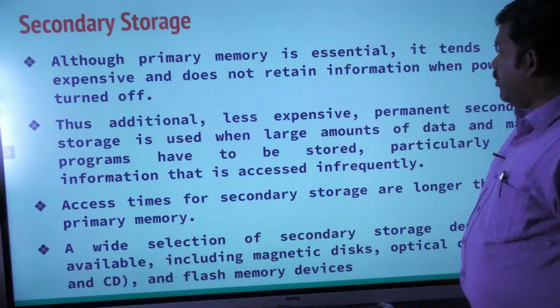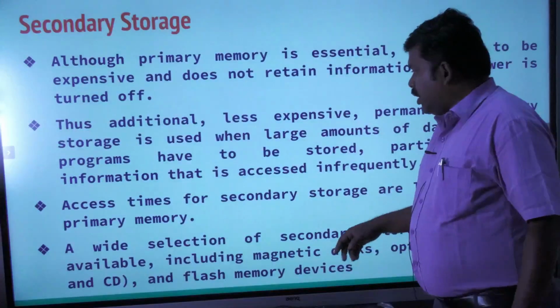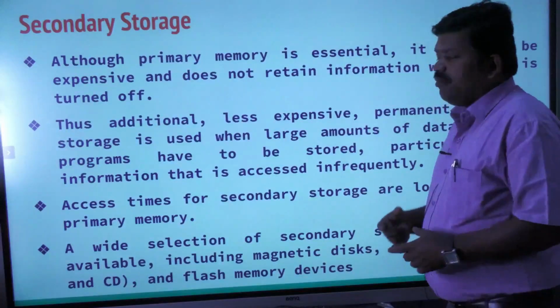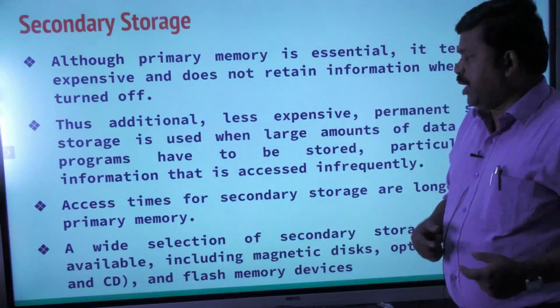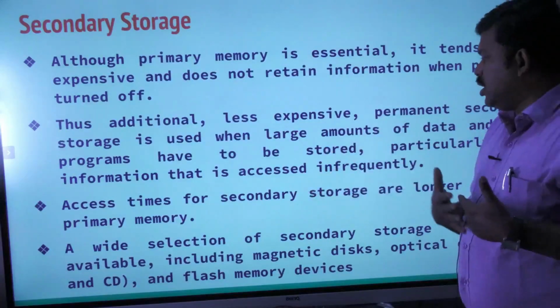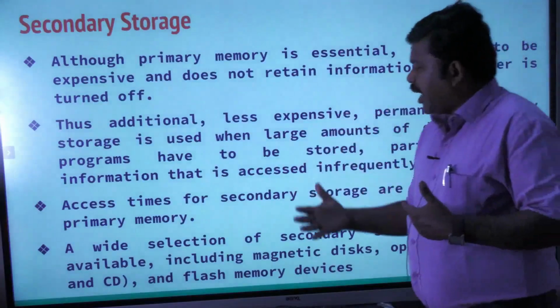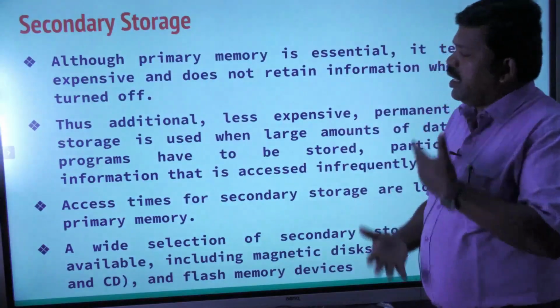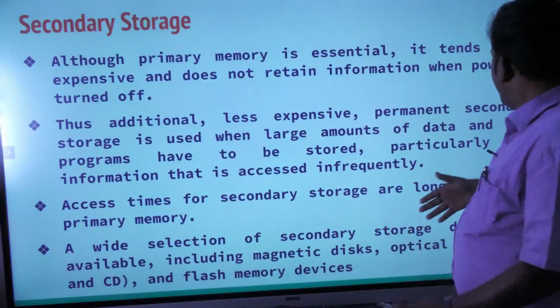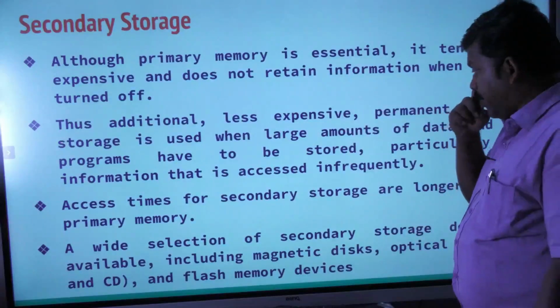What is the problem of secondary storage devices? Access time is somewhat more than the primary memory, because the data has to travel a long distance from secondary storage to primary memory, and then from primary memory to the CPU. So normally that access time is longer than for primary memory.